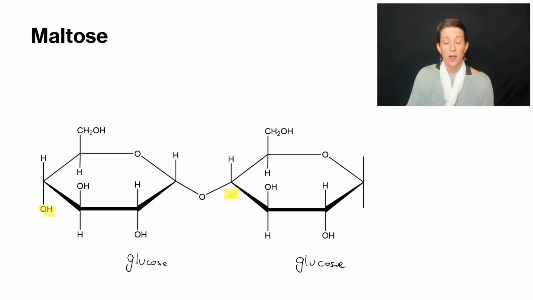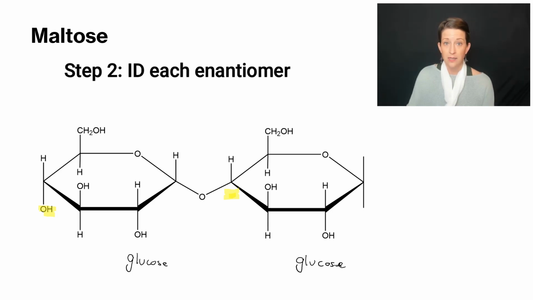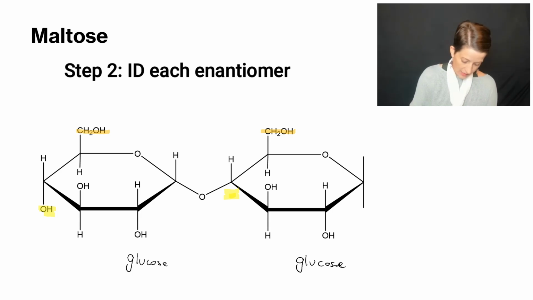Now, we also need to know what enantiomer of glucose we are working with. Go to carbon 6 to be able to identify the enantiomer, D or L. If that carbon 6 is above the ring, that is our D enantiomer. Each of these glucose monomers is therefore D-glucose.